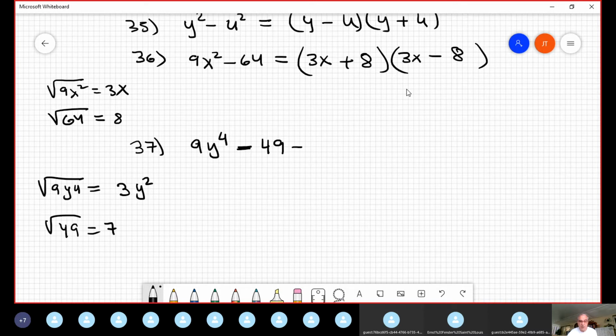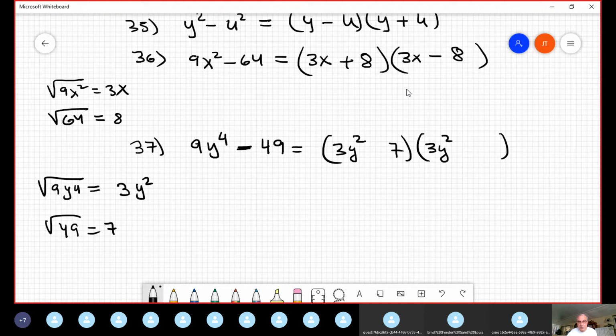Now I immediately open two parentheses. I copy 3y², two times, and 7, and plus and minus. It doesn't matter the order. That's the final answer. By the way, it's option A in the handout.